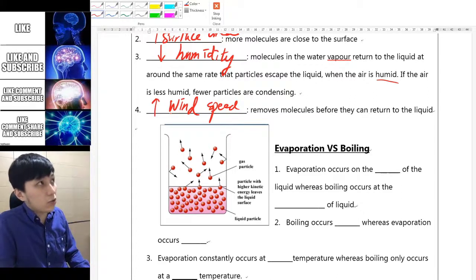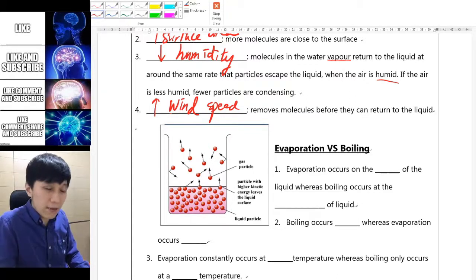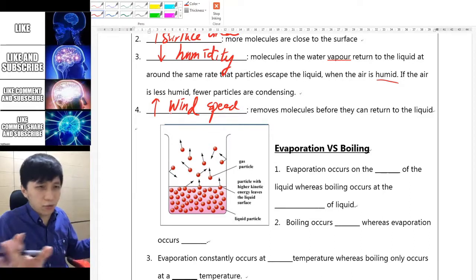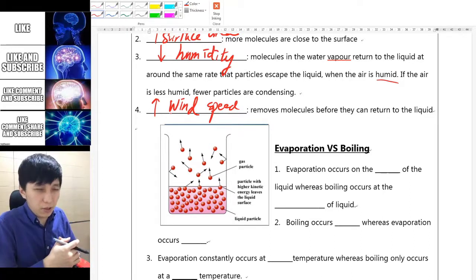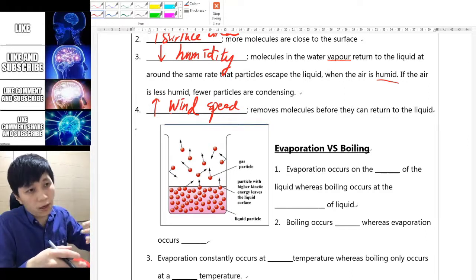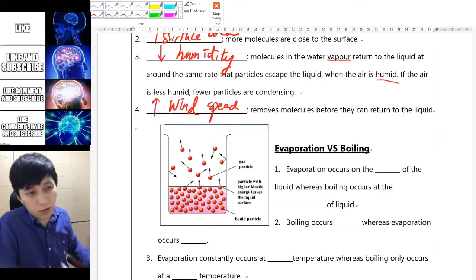That is why you should find that when it is more windy, the clothes dry more quickly. I'm not sure if you do this, probably your parents or your helper will do that when you hang the clothes. If it is more windy, it's going to dry more quickly.